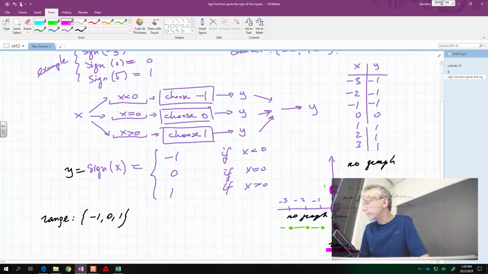This is the range. Only 3 values. Remember, range is the y's. So if I want to visualize them, I put them on the y-axis, just as I would visualize the domain on the x-axis. And these are the only three values, -1, 0, and 1, that I can see on the y-axis. And once again, if you take a strip of the graph between those, or above or below, there can be nothing there.